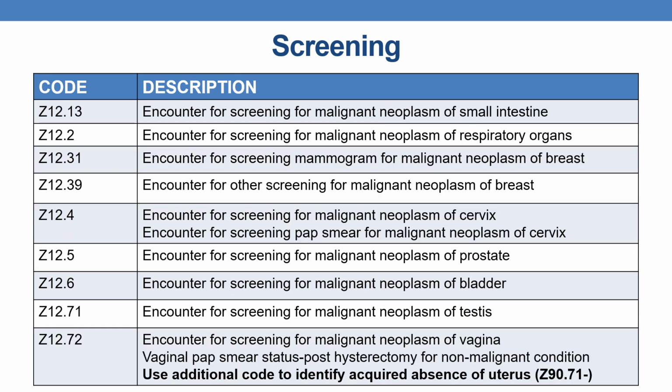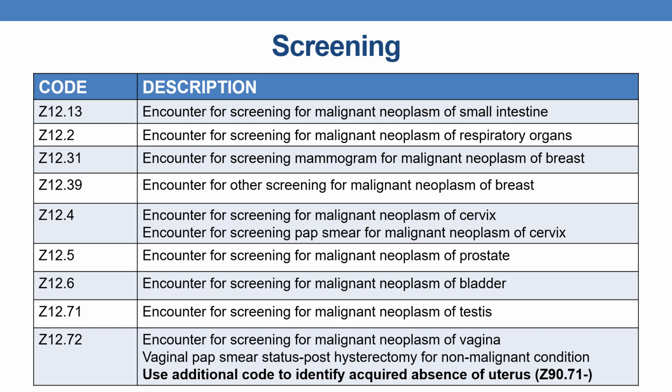The next code is Z12.31, encounter for screening for malignant neoplasm of small intestine. The next is Z12.2, encounter for screening for malignant neoplasm of respiratory organs. The next is Z12.31, encounter for screening mammogram for malignant neoplasm of breast. Whenever screening mammography is done, the code is Z12.31. The next is Z12.39, encounter for other screening of malignant neoplasm of breast.